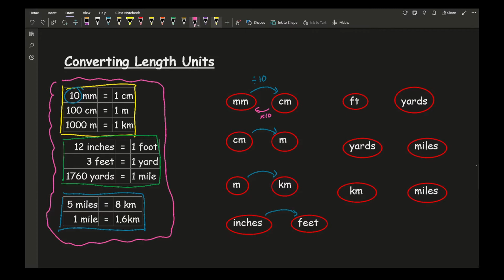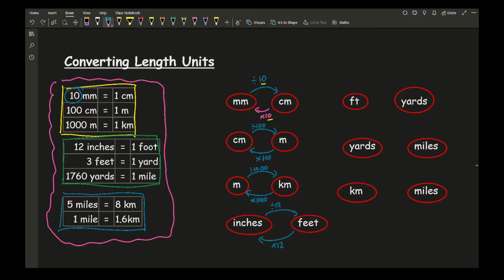Now note that the numbers are going to be exactly the same, it's just the signs that are going to be different. So here from centimeters to meters, I'm going to divide by 100. To get from meters to centimeters, I'm going to multiply by 100. Meters to kilometers, I'm going to divide by 1000. So kilometers to meters, I'm going to times by 1000. Then inches to feet. Here I am going to be dividing by 12. And so from feet to inches, I'm going to be multiplying by 12.